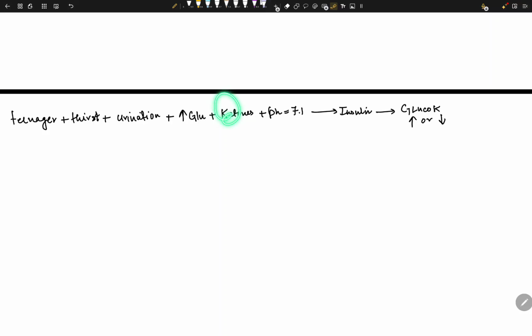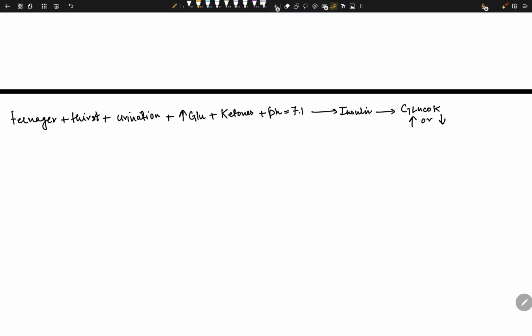What about ketones here? Why ketones? Because you must be thinking, oh my God, we have high glucose. Why do we even have ketones, right? We have ketones because the insulin is absent. The real reason is that insulin is absent. Without insulin, cells behave like they're starving, right? So what does the body do when it's starving?